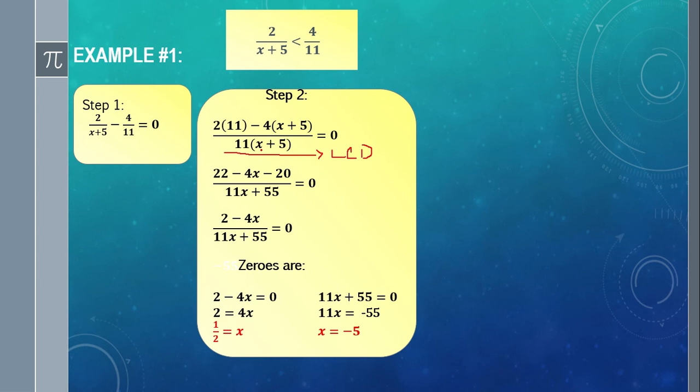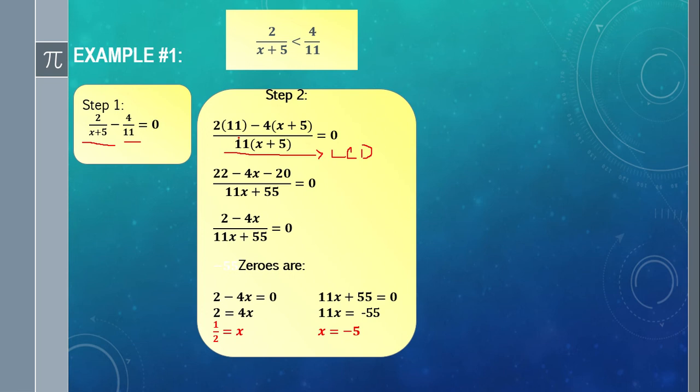11 times x plus 5, because our denominators are x plus 5 and 11. For us to make sure that the LCD is divisible by both denominators, it should be the multiplication of both denominators, so let's just multiply both denominators to get the LCD. And after that, we apply the process, okay?